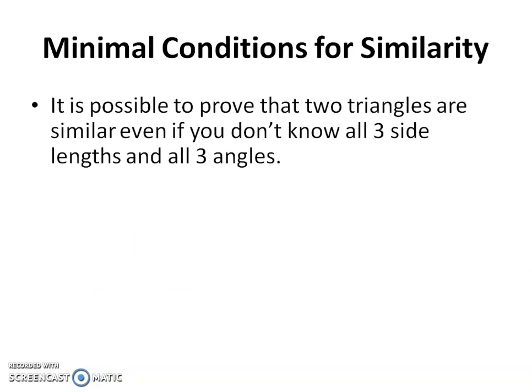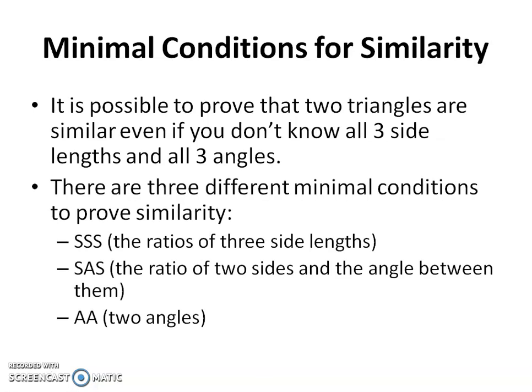And also, like in congruence, it's possible to prove the two triangles are similar even if you don't know all of the information about them, meaning all three angles and all three side lengths. There are three sets of minimal conditions, just like there were for congruence, and they're almost the same as for congruence as well. Here they are. One is that you have all three side lengths, and they all have the same ratio. Another one is that you know two sides and the angle between them. So the two sides, the two pairs of corresponding sides, have to have the same ratio. The angle between them is the same.